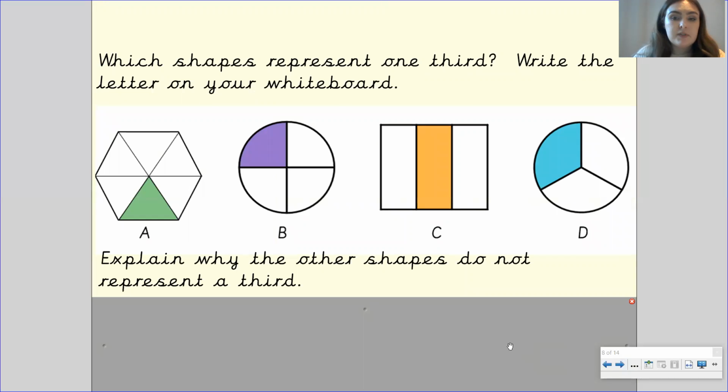Which shapes represent 1/3? Write the letter on your whiteboard. So you've got A, B, C, and D. Which ones represent a third? And then you need to explain why the other shapes do not represent a third. So pause the video to have a go at doing that now.